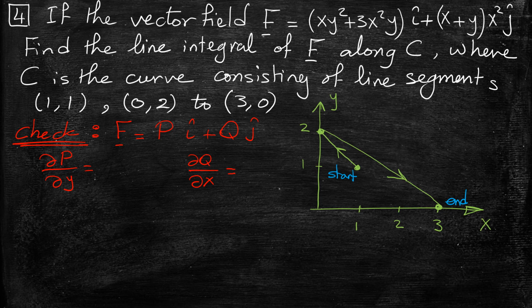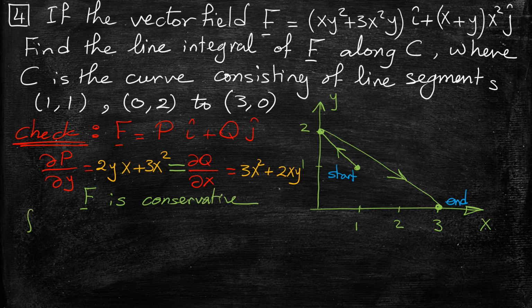The derivative of P with respect to y will be 2yx plus 3x squared. The derivative of Q with respect to x, don't forget this x squared outside the bracket, so this x cubed will be 3x squared, and then this x squared with y will be 2xy. As we can see right now, both of them are equal, so it means this F is conservative.